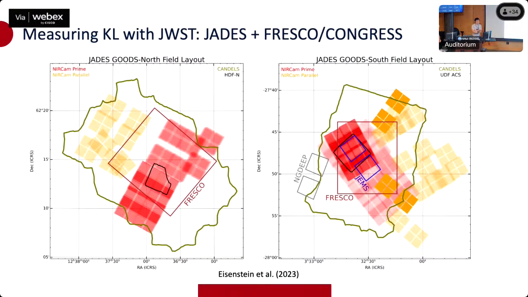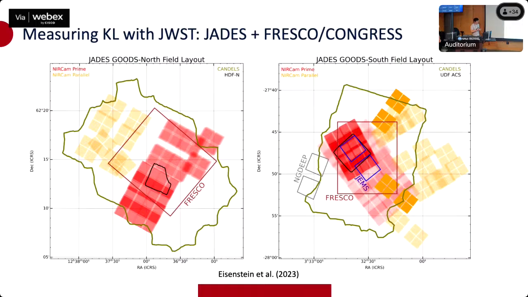The particular data set we are looking at now is the imaging from JADES data and the prism spectra from FRESCO and also CONGRESS. Here's a figure showing the footprint of JADES in the red and orange patches. This is the GOODS-North field and the GOODS-South field, both well-studied fields. The FRESCO prism coverage is shown in this rectangle, which is 62 square arcminutes per field.